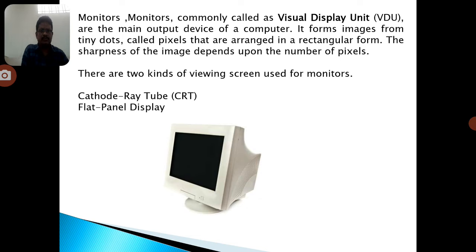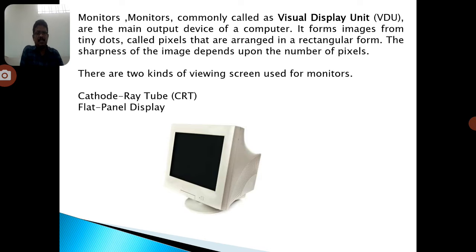It forms images from tiny dots. That means the image is formed from tiny dots which are called pixels. Information is taken in the form of pixels only, arranged in a rectangular form. The shape of the image depends upon the number of pixels, and the size of the image displayed on the screen depends on the number of pixels.